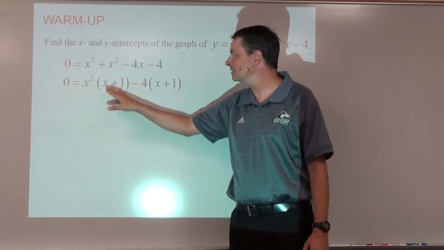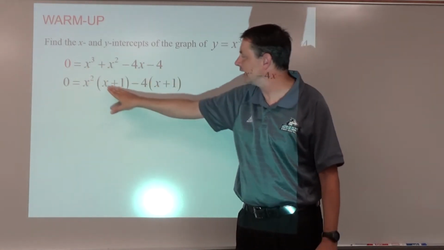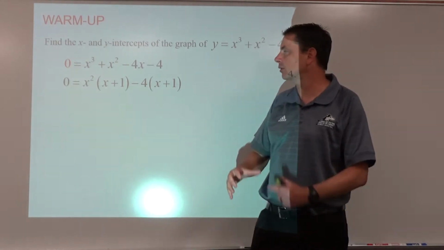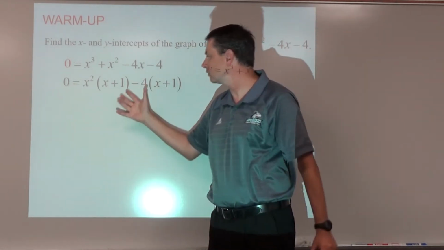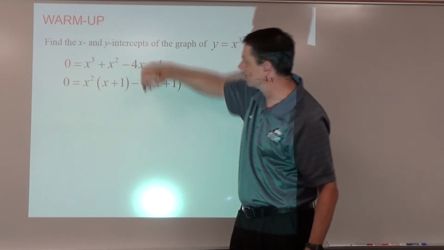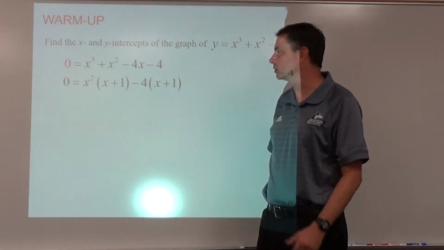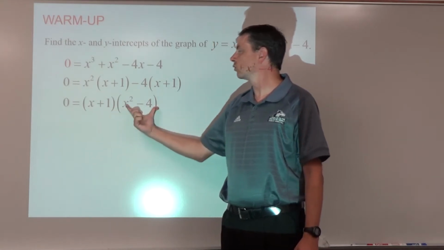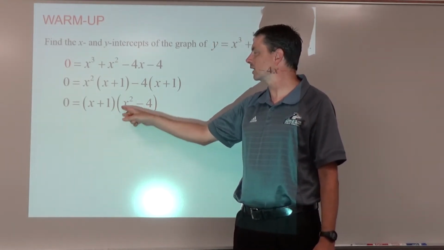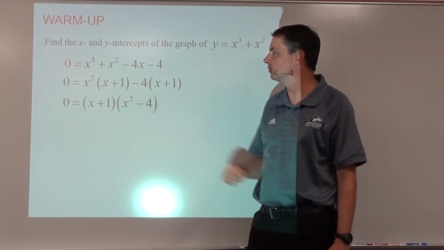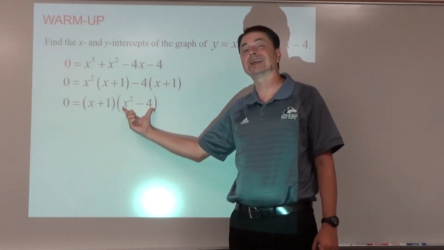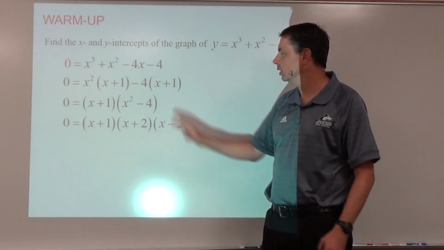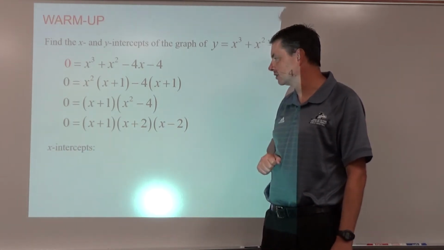Once we recognize that, in our 2 parts here, we have a common factor of x plus 1. That's our greatest common factor. We factor that out to the front, and then the leftovers become the other factor. So greatest common factor of x plus 1, remaining factor is x squared minus 4. And then this we could factor. That is a difference of squares, so we can factor that into x plus 2 and x minus 2.